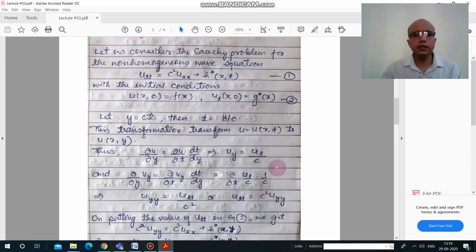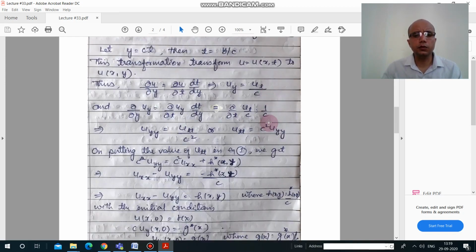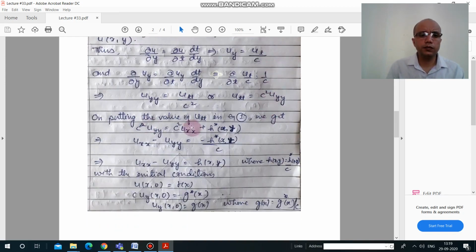So if you replace this value u_tt in the first equation, then the equation will look like this, and you can further write it as u_xx minus u_yy equal to this one minus h star(x,y) by c, and you can assume this one as a function h(x,y). That's why we have initially written it as h star, so that finally when we write this function we can simply give it a name h(x,y). Otherwise, there is no special meaning of h star.